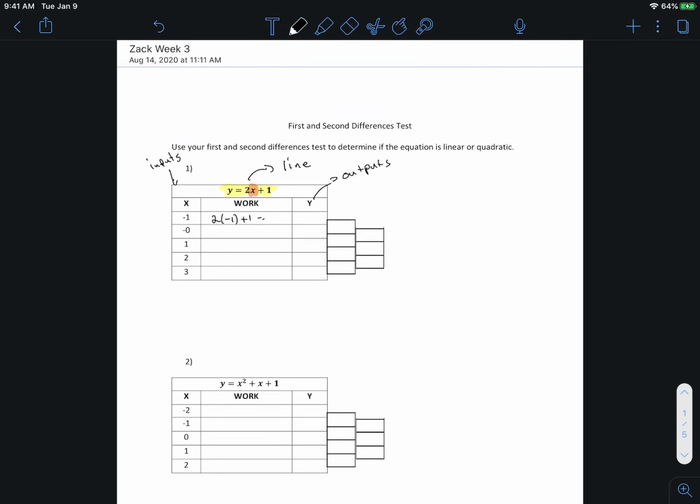2 times -1 is going to be -2, plus 1 should equal -1. So it's -1. And then we can do it again. 2 times 0, that's just 0. 0 plus 1 is positive 1. 2 times 1 is 2, plus 1 is 3. And that's 5. So it goes up by 2. It's going up by 2. That's good. 7.